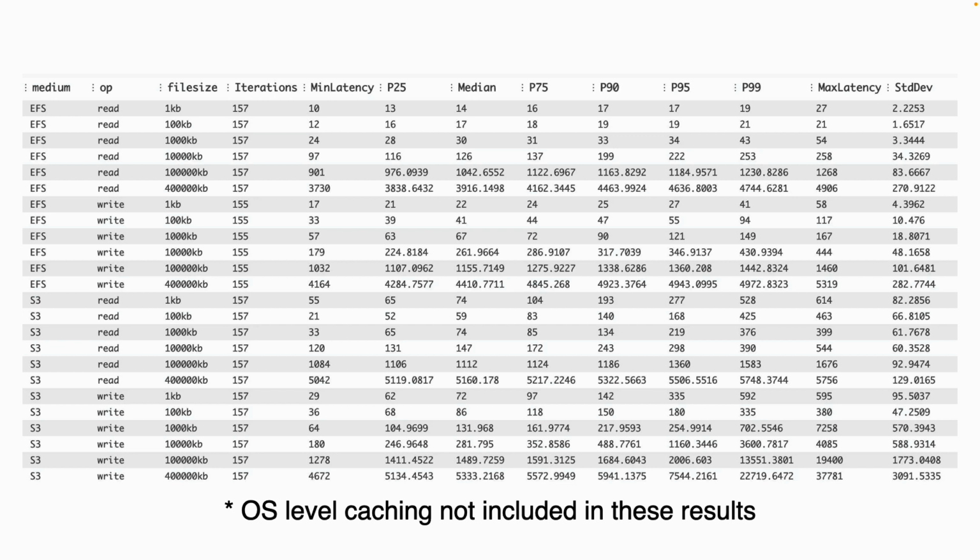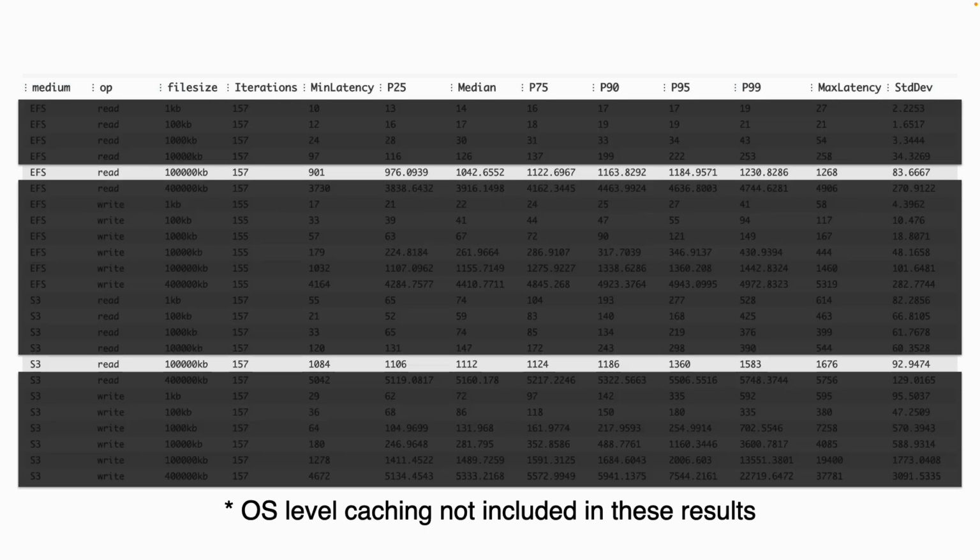But even when you discard the OS-level caching, as you can see from the performance data that I've collected here, read and write operations with EFS are consistently faster than S3, and as you can see from the standard deviation, there is less variation in these numbers, and therefore the read and write latencies with EFS are also more predictable.